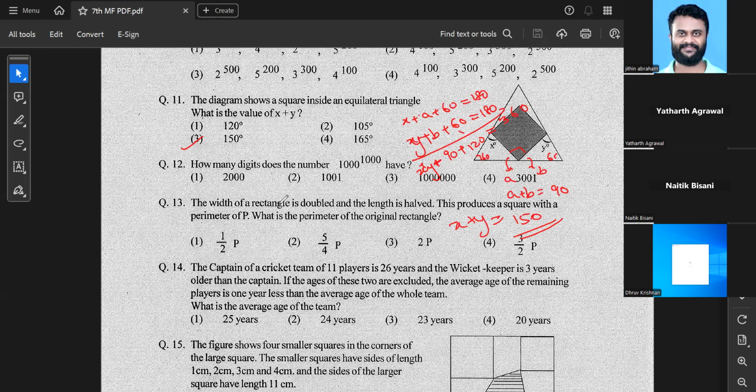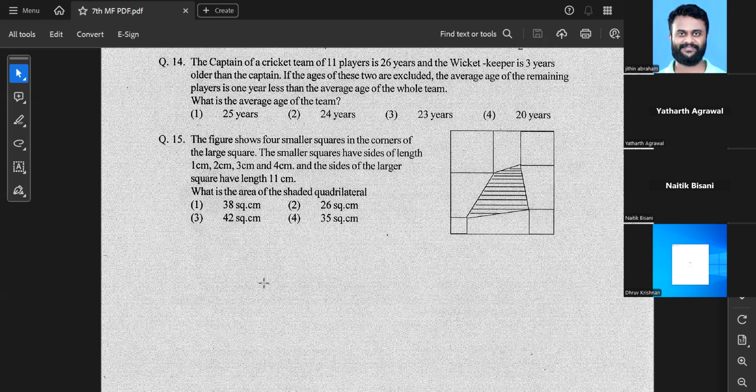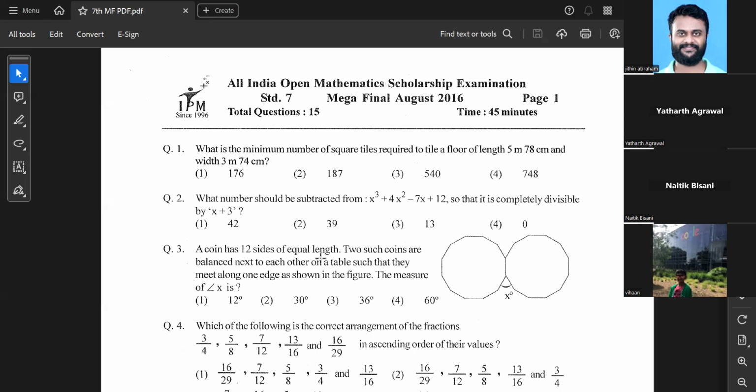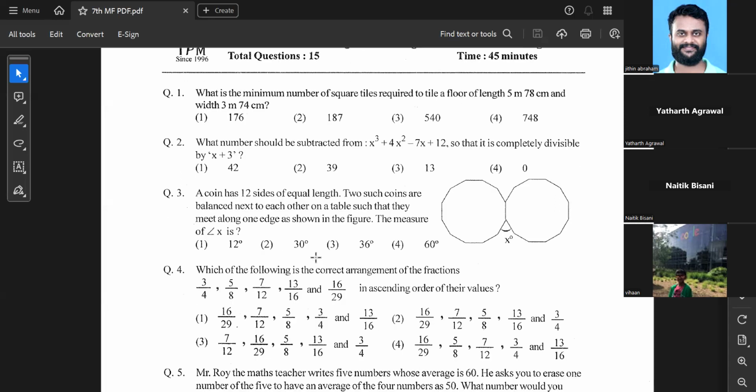Next, what was the query? Question number 7, in 2016. Someone had said something in the initial numbers of the 2016 paper 7, maybe.